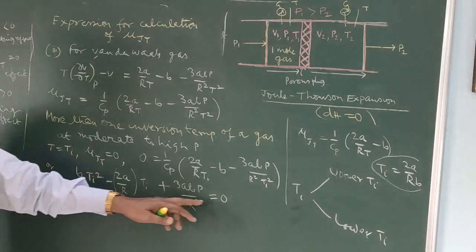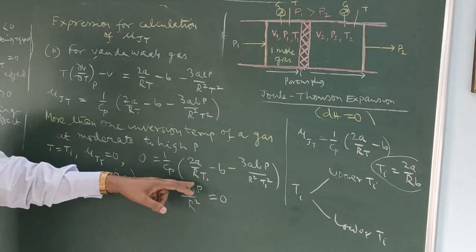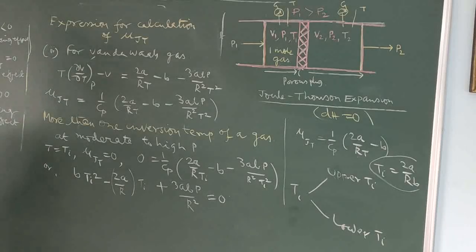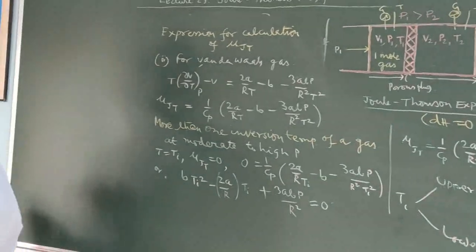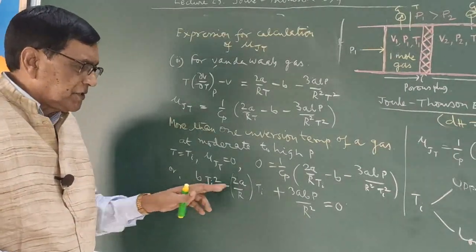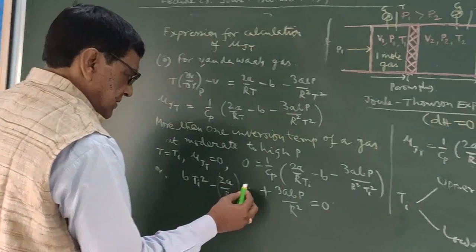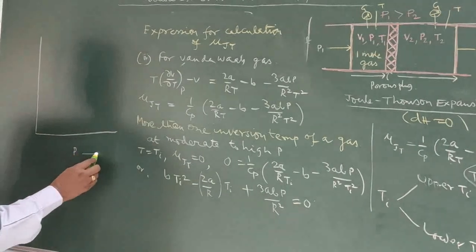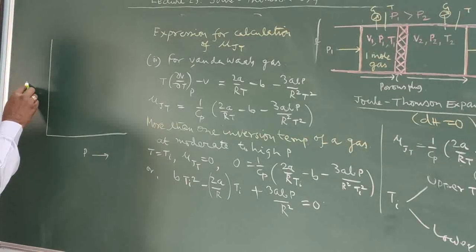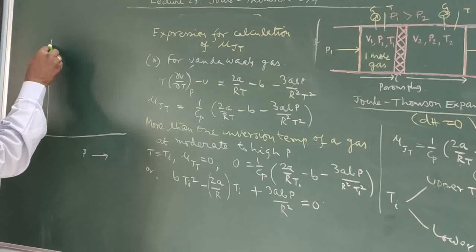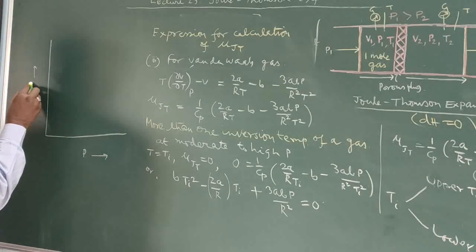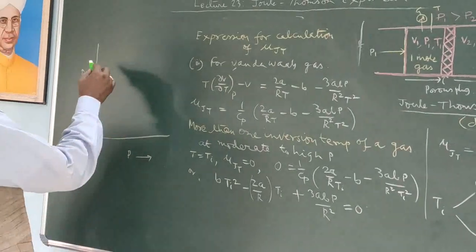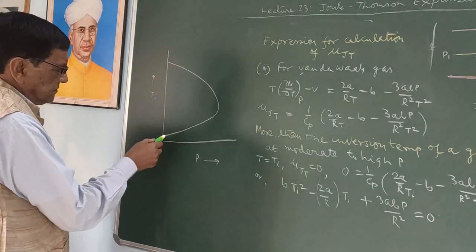So in this case, you can also see that Ti depends on pressure. Ti and P are interrelated. If you draw this curve, how the inversion temperature depends on the initial pressure of this gas, suppose P is plotted along the x-axis, and here Ti is plotted along the y-axis. This is the equation of this parabola.